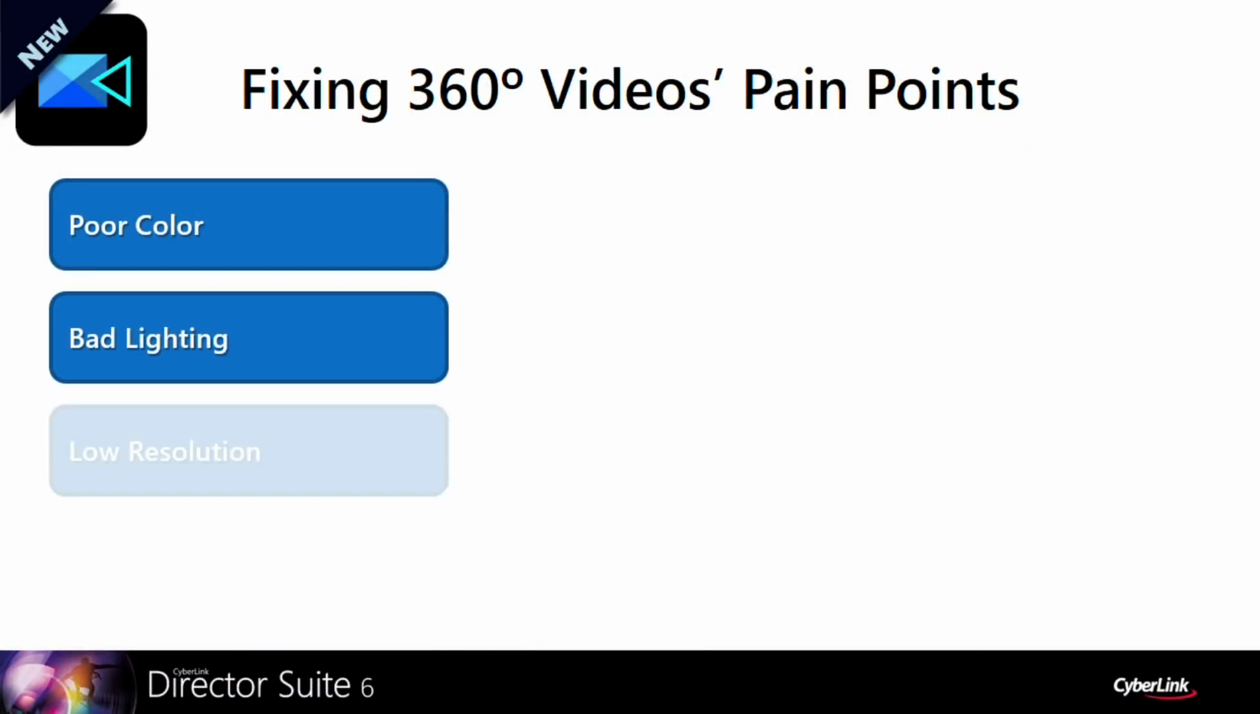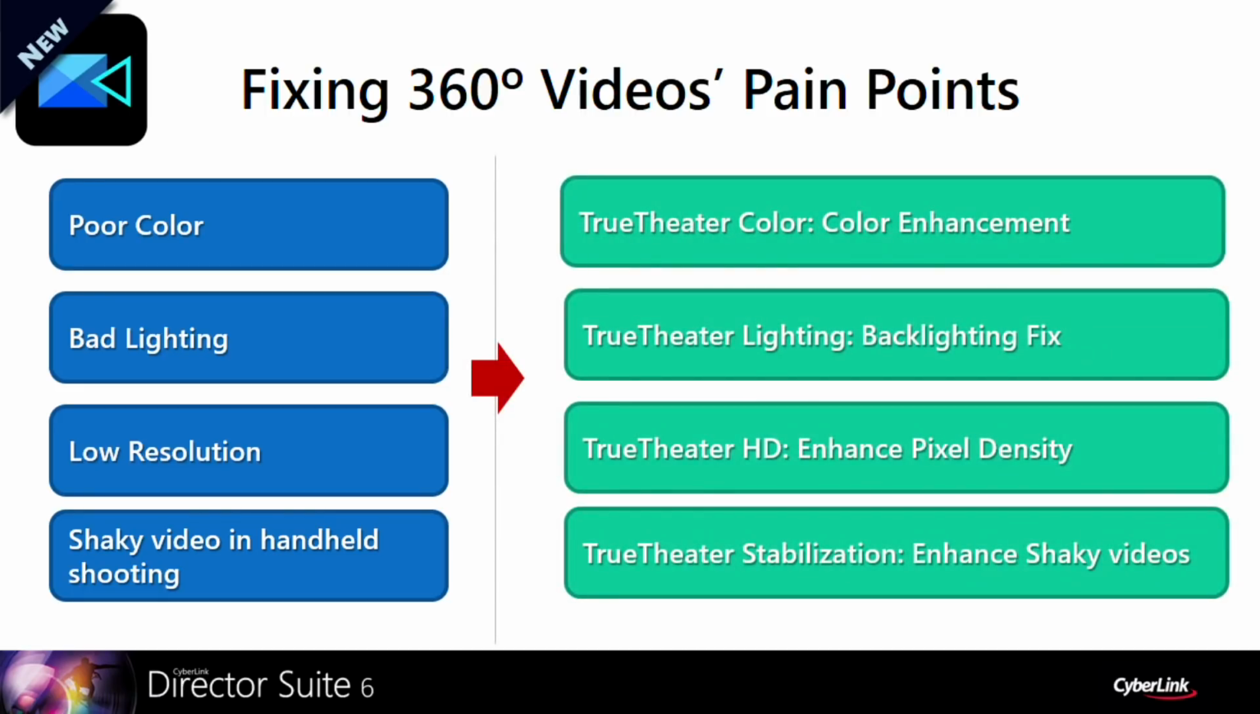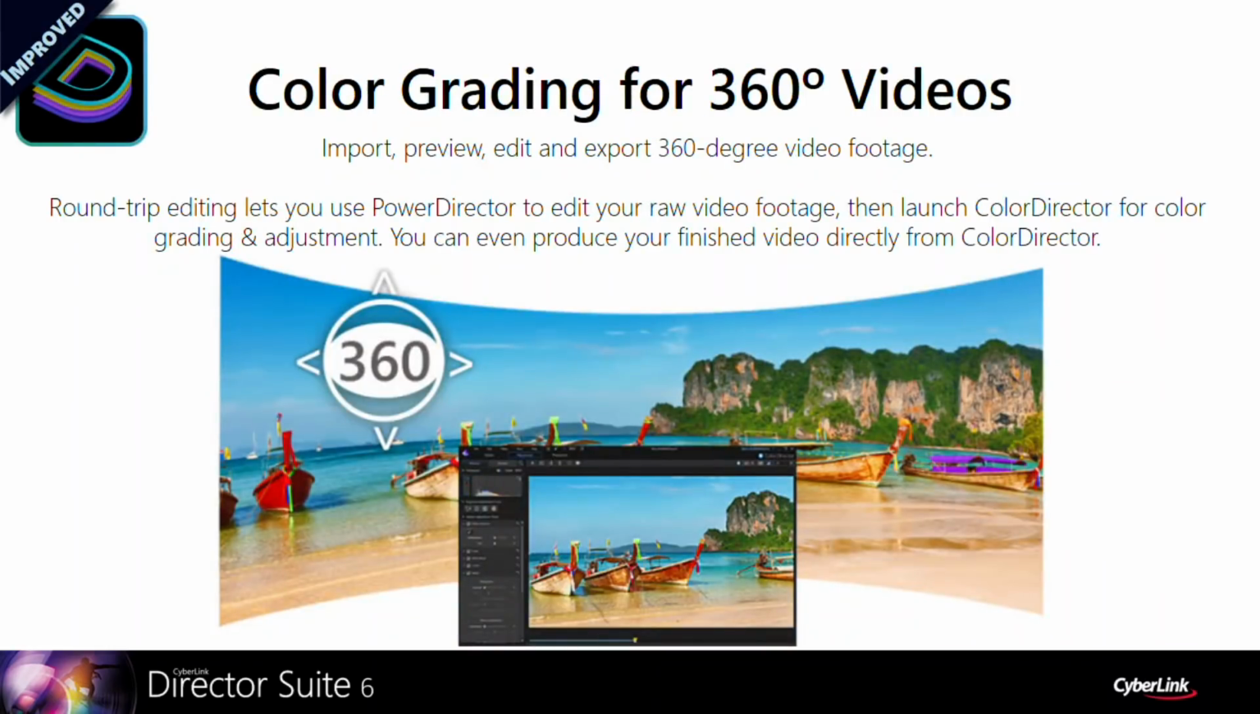And also we can fix some pinpoints. If you have poor color, we can do some color enhancement with a simple click. And also we have the lighting background fixing. And if you have low resolution, we can enhance it from maybe SD to HD. And we also fix your shaking video, because we have the video stabilizer. So now you can have very smooth content for your video.